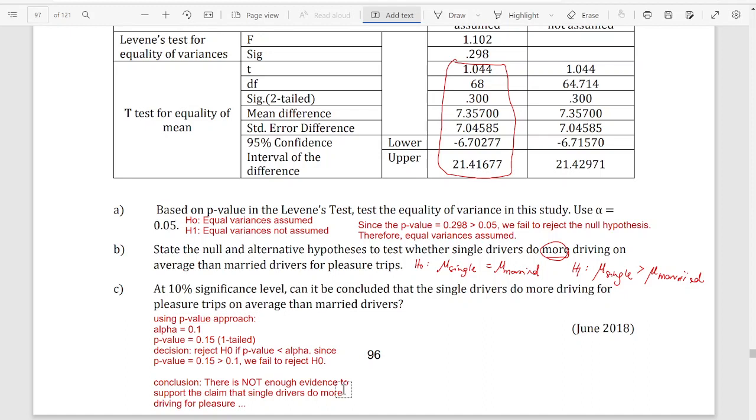Okay, you can also use the critical value approach. So for the critical value approach, you can use the t value and compare with the t values from the table. Okay, nak compare t value dalam table apa dia? So this one is using p value approach. Kalau kita nak gunakan yang critical value approach, so how to perform the critical value approach? So kalau nak perform critical value approach, so let's see this one.